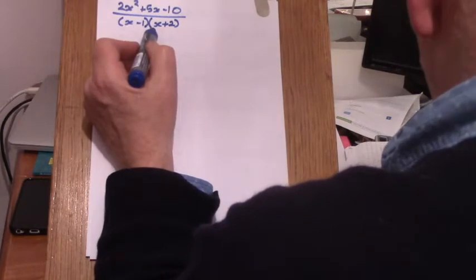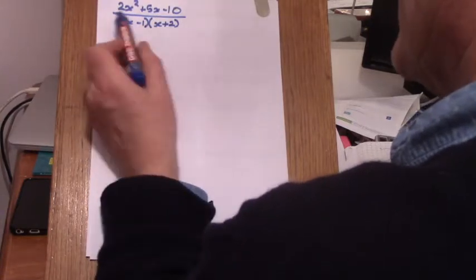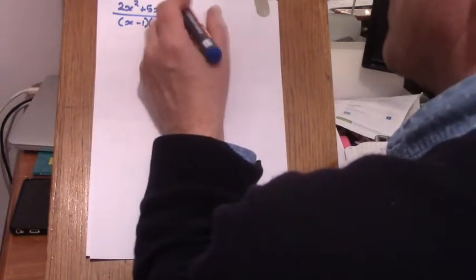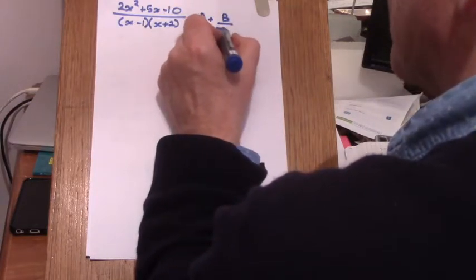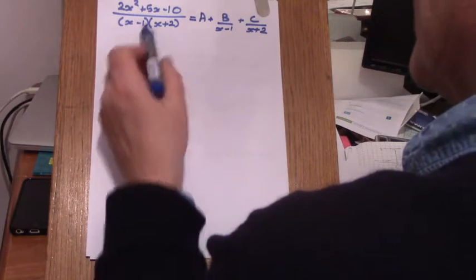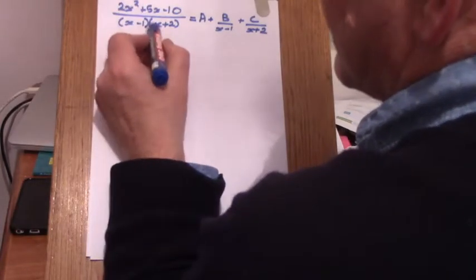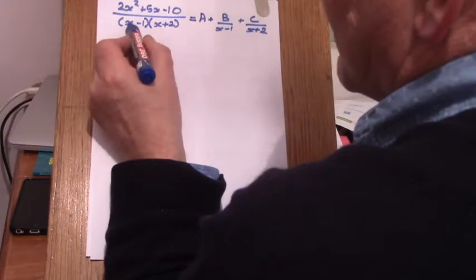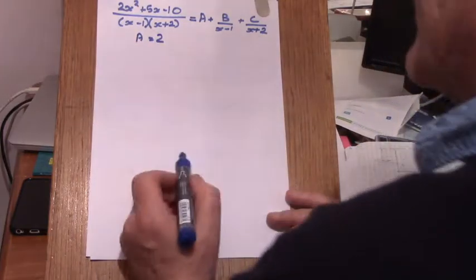And the first task, in part A of the question, was to express this in partial fractions as A plus b over x minus 1 plus c over x plus 2. And this part of the question was worth 3 marks. On looking at the 2x squared here and the x times x here, giving x squared, it should be fairly obvious that a is equal to 2. So that we can do that just by inspection.